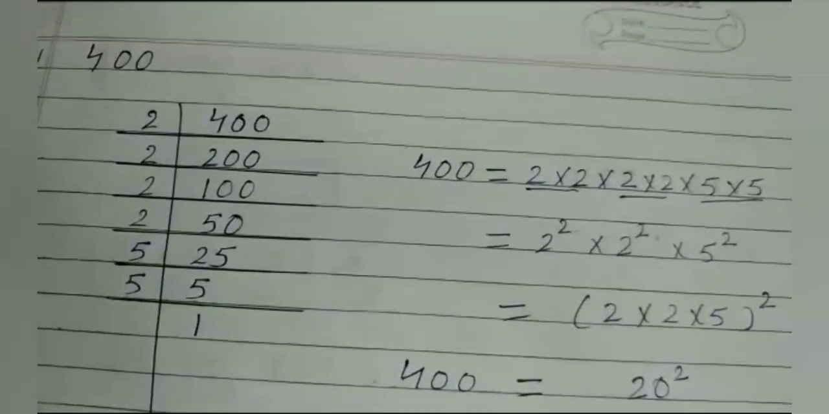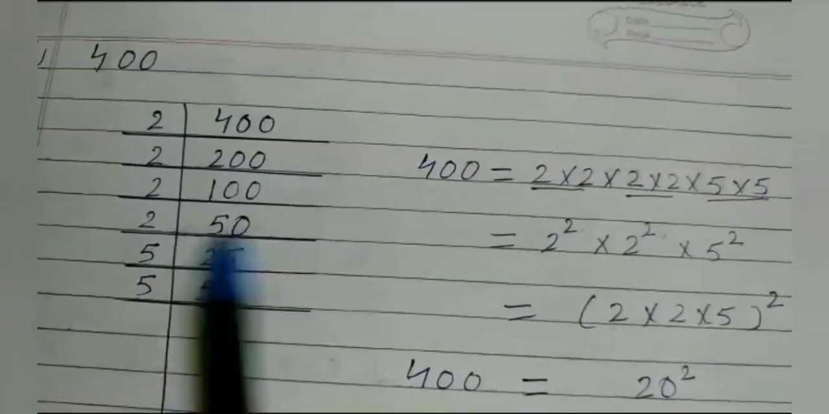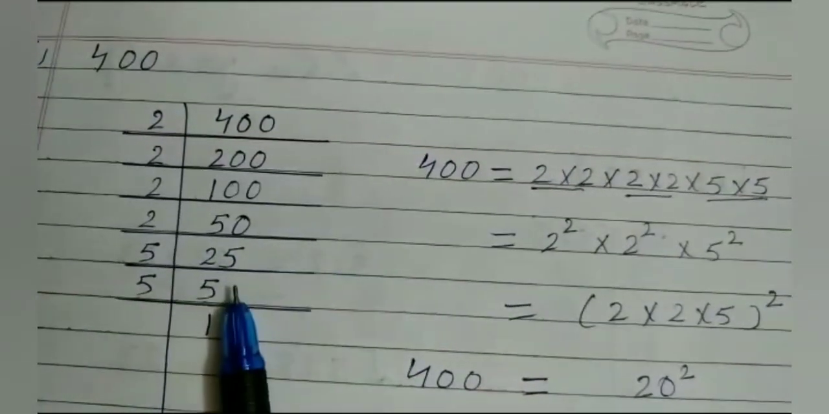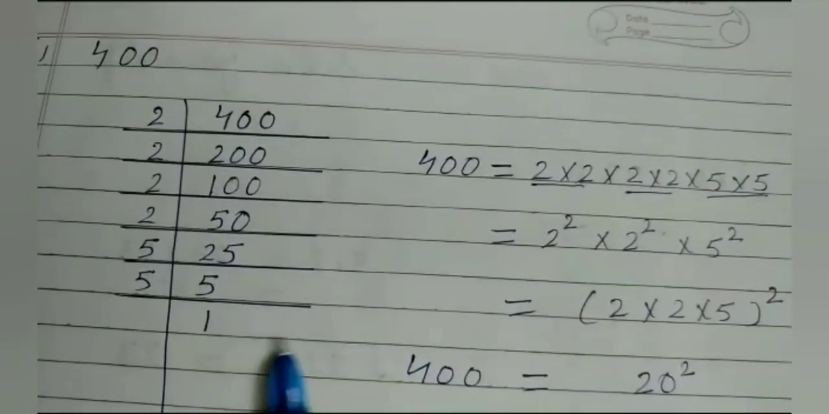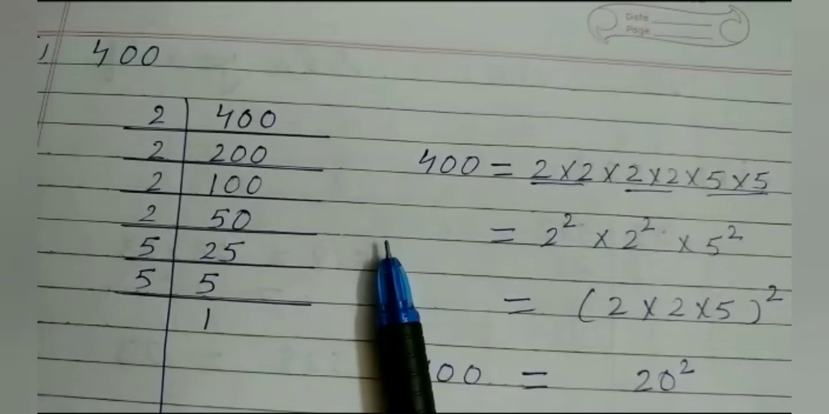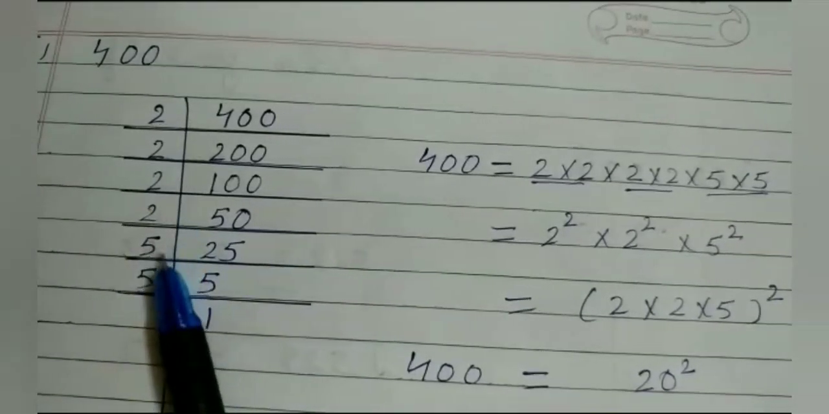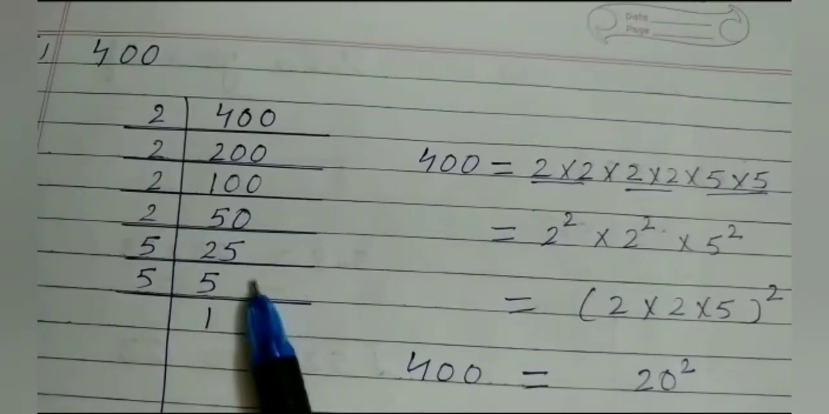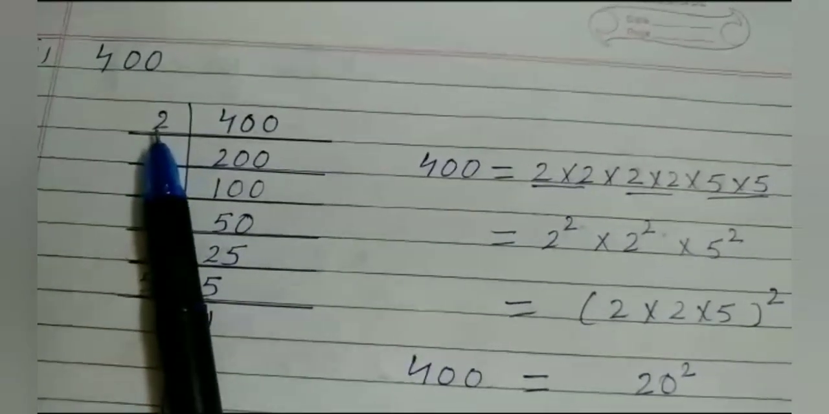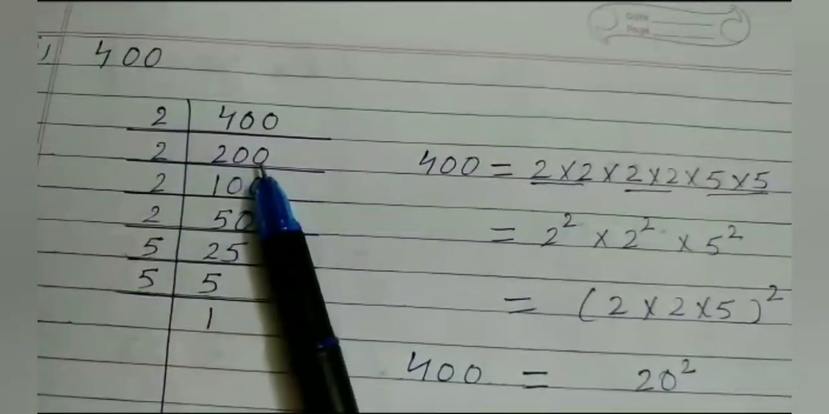We take the next number, 400. You can divide 400 by 10 or 5, but we cannot divide by 10 because 10 is not a prime number, and we divide by the smallest prime number. First we start with 2. So we divide by 2 and we get 200.